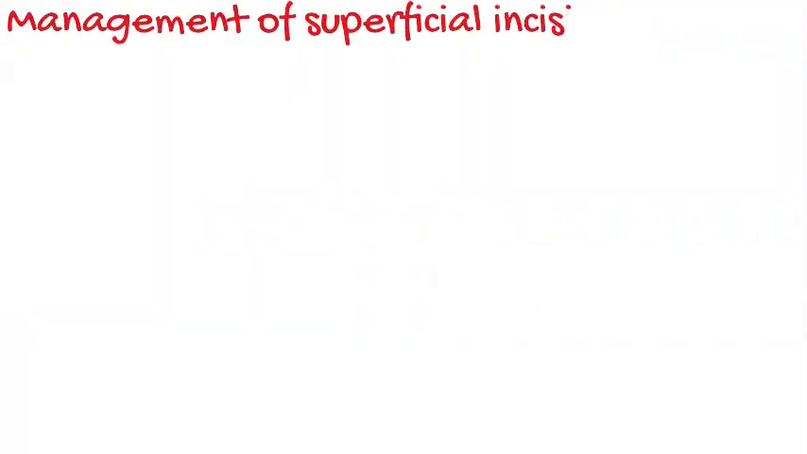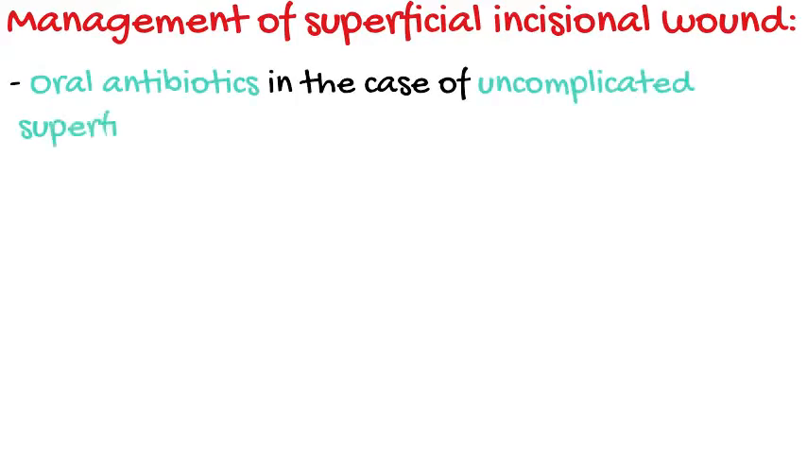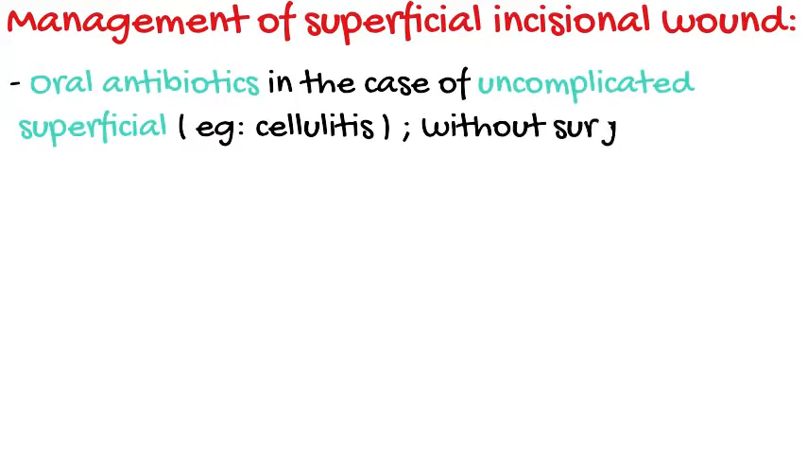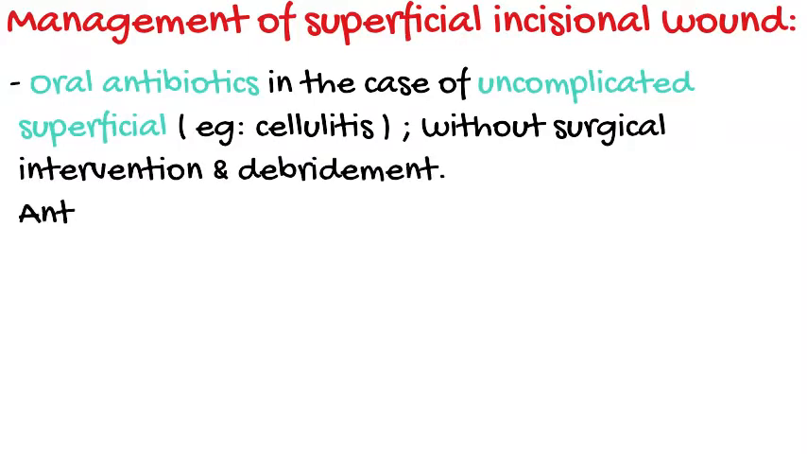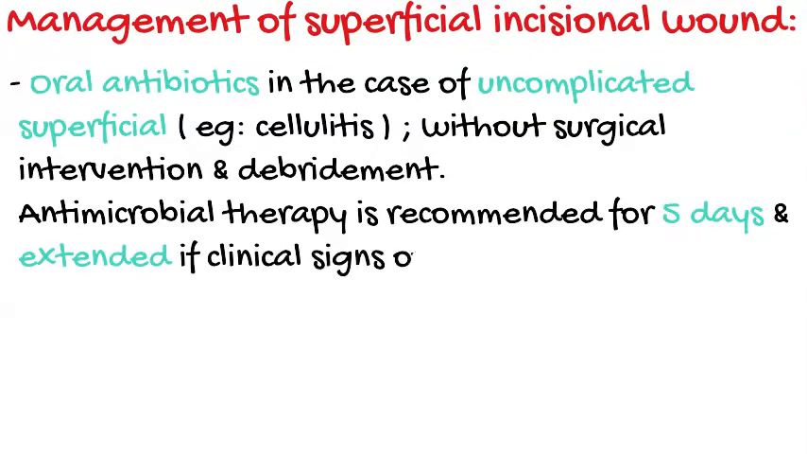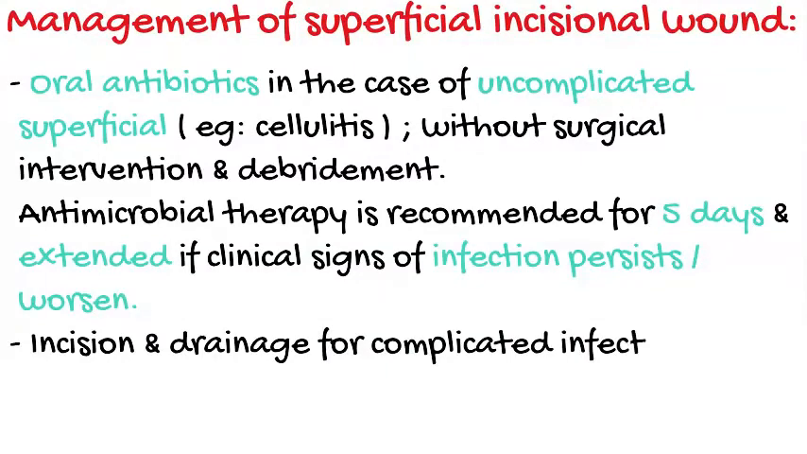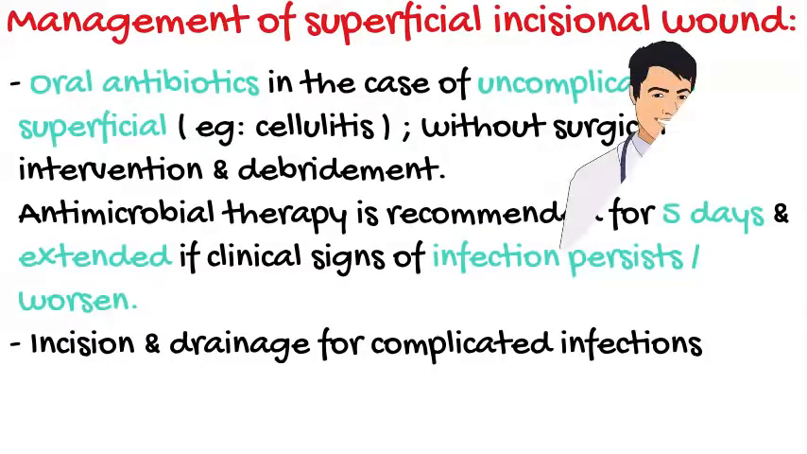What is the management of superficial incisional wound? We can start off with an oral antibiotic in the case of uncomplicated superficial infection, for example cellulitis, without surgical intervention and debridement. Antimicrobial therapy is recommended for 5 days and extended if clinical signs of infection persist or worsen. Incision and drainage for complicated infection.